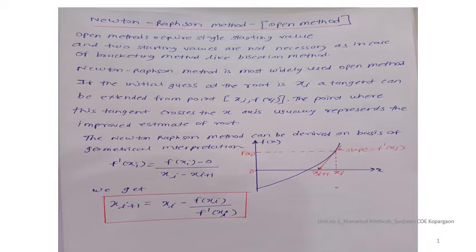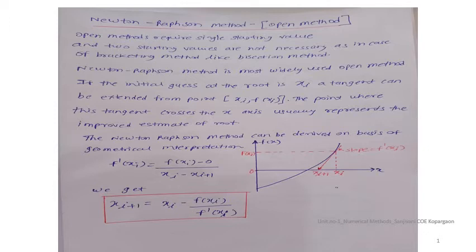Okay, so the open methods require only a single starting value, and two starting values are not necessary as in the case of bracketing methods like the bisection method. So in this particular Newton-Raphson method we only need one initial guess.